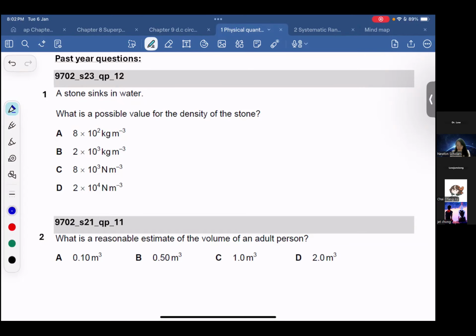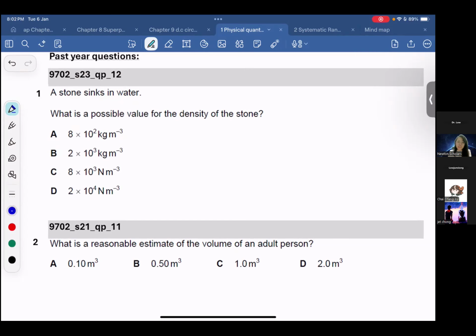For question number 1, any of you can choose a correct answer. Can you let me know your answer by typing your answer in the chat box? You choose the Newton Scholar, the Dr. Low is my iPad. So I will check using the account of Newton Scholar. Any of you? Let me check.